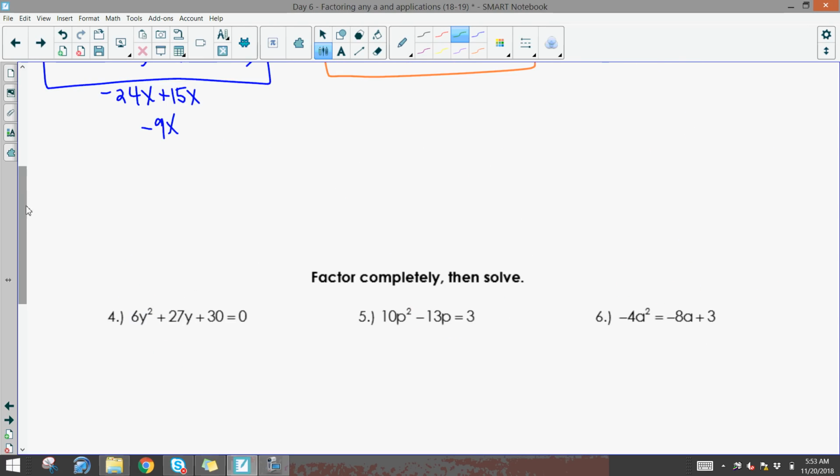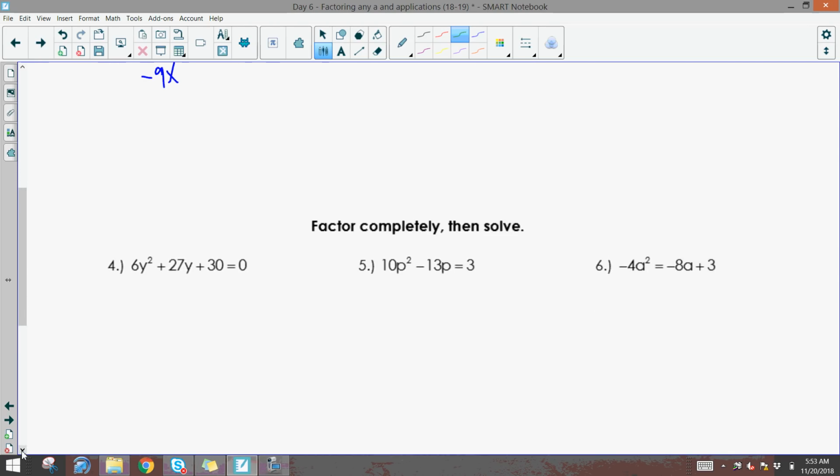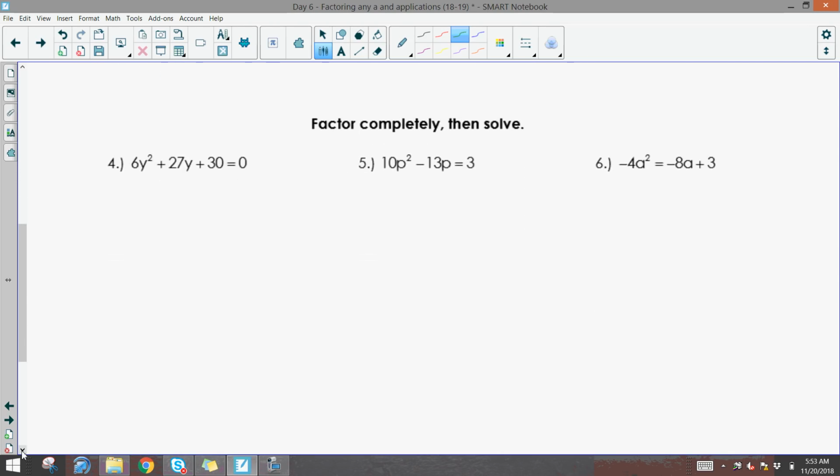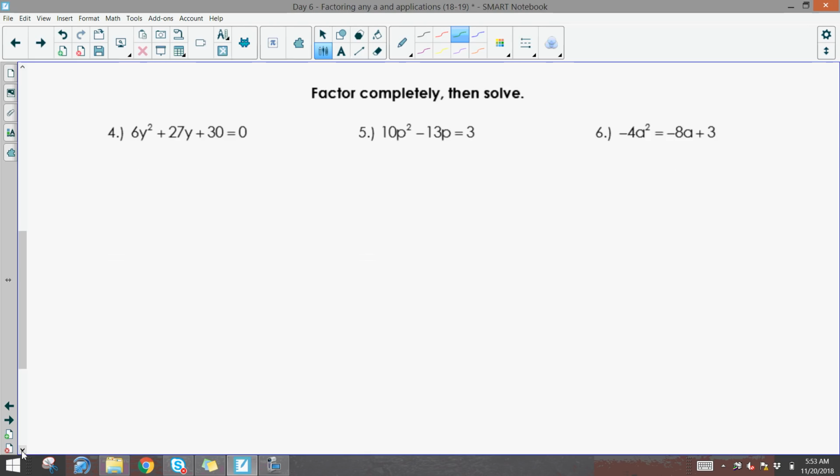All right, now on the bottom, the only difference here is that we're solving. So obviously we're going to need to take it that step further. And we're also going to want to make sure that we have one side equal to 0 before we start factoring. So if you take a look at number 4, we have 6y squared plus 27y plus 30 equals 0. So that's good. We're equal to 0.